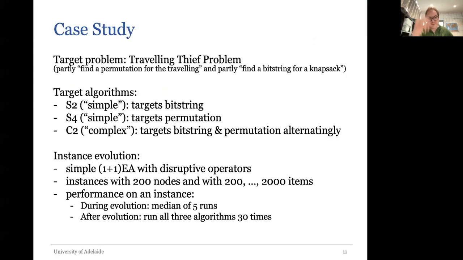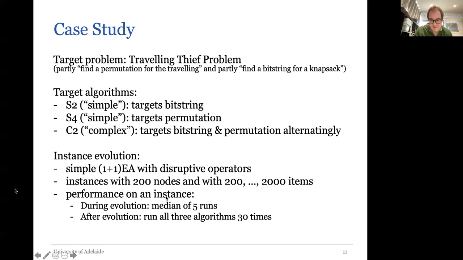In our case study, we used a combinatorial optimization problem called the traveling thief problem. I will omit more details here. The only thing that's important for now is there's one component that consists of a permutation and another component that consists of a bit string. We had three algorithms, three randomized heuristics, that we used here. One targeted only the bit string, one targeted only the permutation, and one targeted both alternatingly.